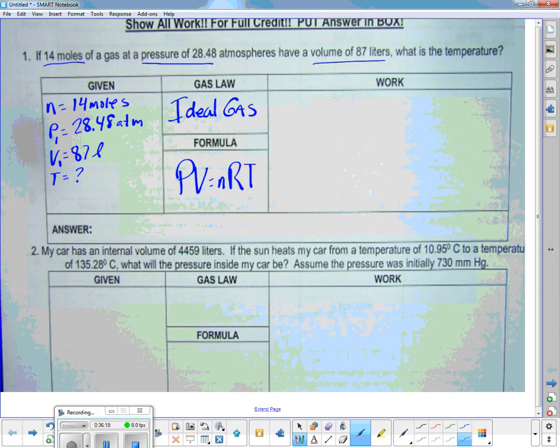Okay, what am I missing? I'm missing temperature, but I also am missing R. What was R? R was a constant. Who remembers what the constant was? 0.0821 atmospheres times liters divided by mole times Kelvin.